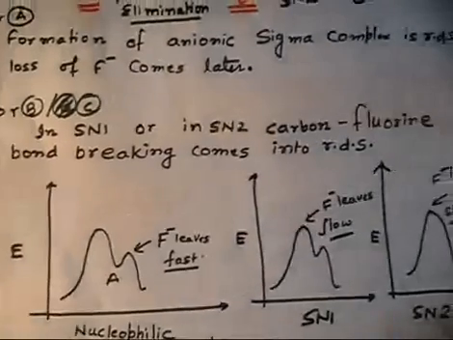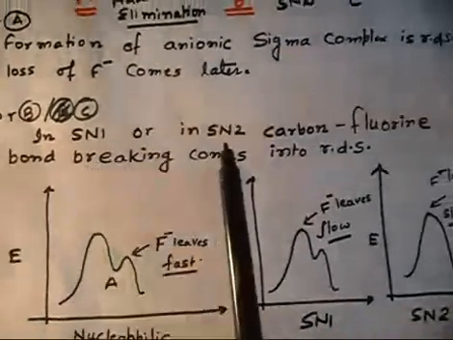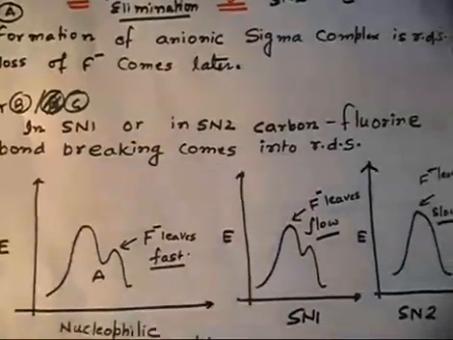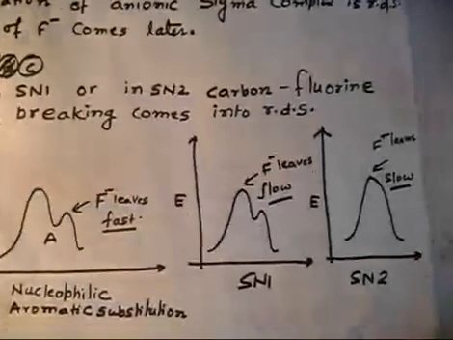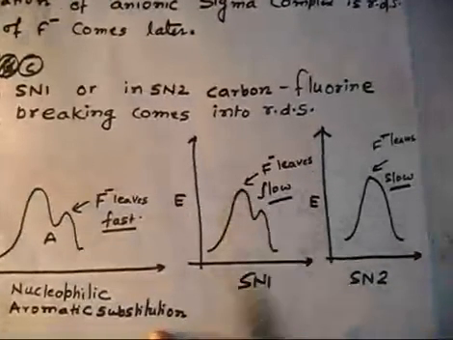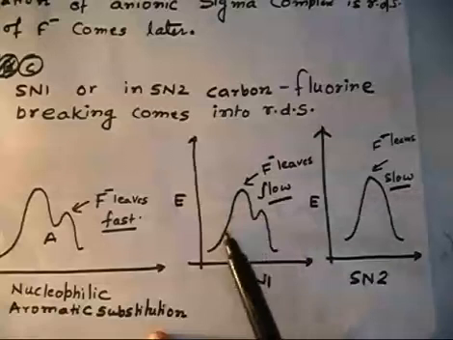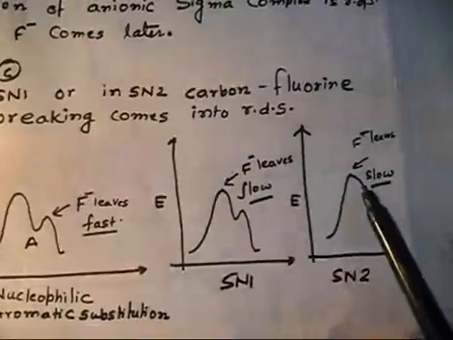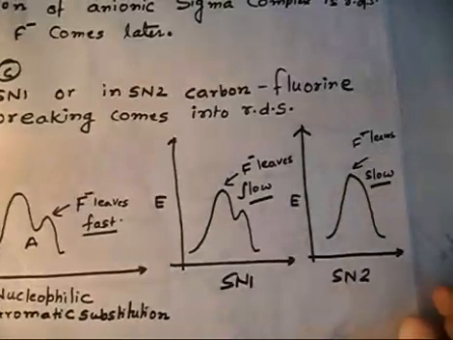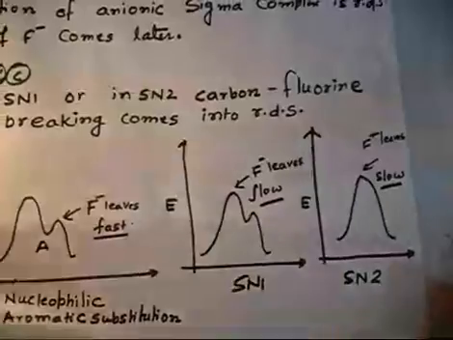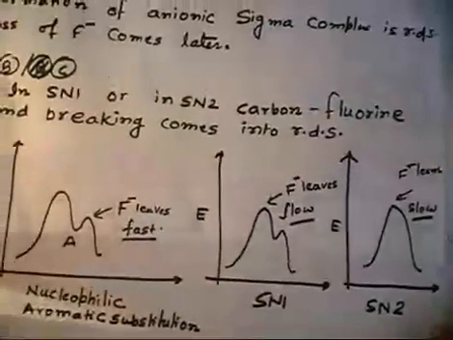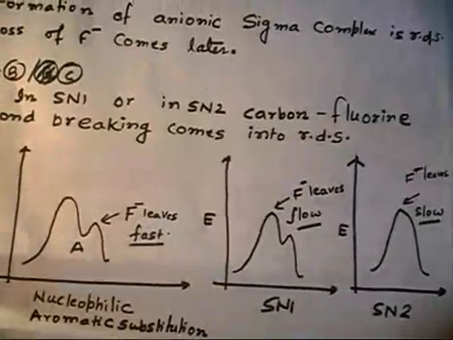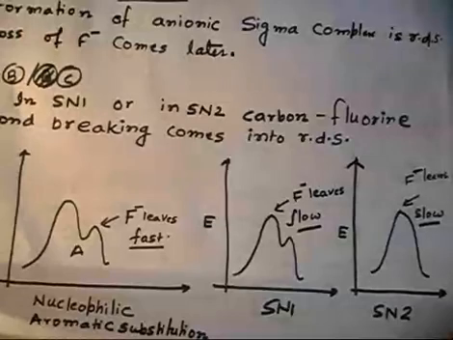But if we have case B and C, SN1 or SN2, carbon-fluorine bond breaking comes into the RDS, and that's why the rate is slow. If you see the RDS for SN1 and SN2, this is for SN1, this is for SN2. The C-F bond breaks here, so this comes into the picture. F minus leaves, so in both SN1 and SN2 cases F minus comes into the picture. But in nucleophilic addition-elimination reaction, this does not come into the picture, and that's why all of this happens. So you can copy this one.